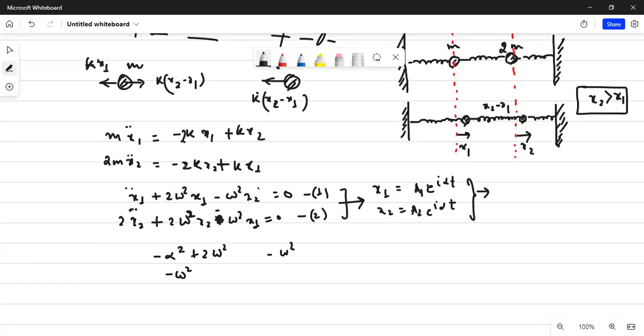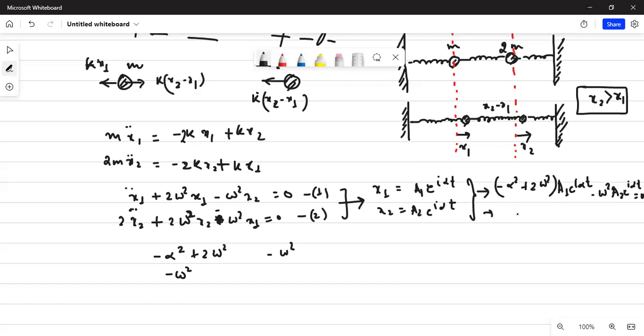So if I replace this x1 and x2, what I'll get is minus alpha square a1. So keep in mind a1 also, and here you will get plus 2 omega square a1 e to the power iota alpha t minus omega square a2 e to the power iota alpha t is equal to 0.